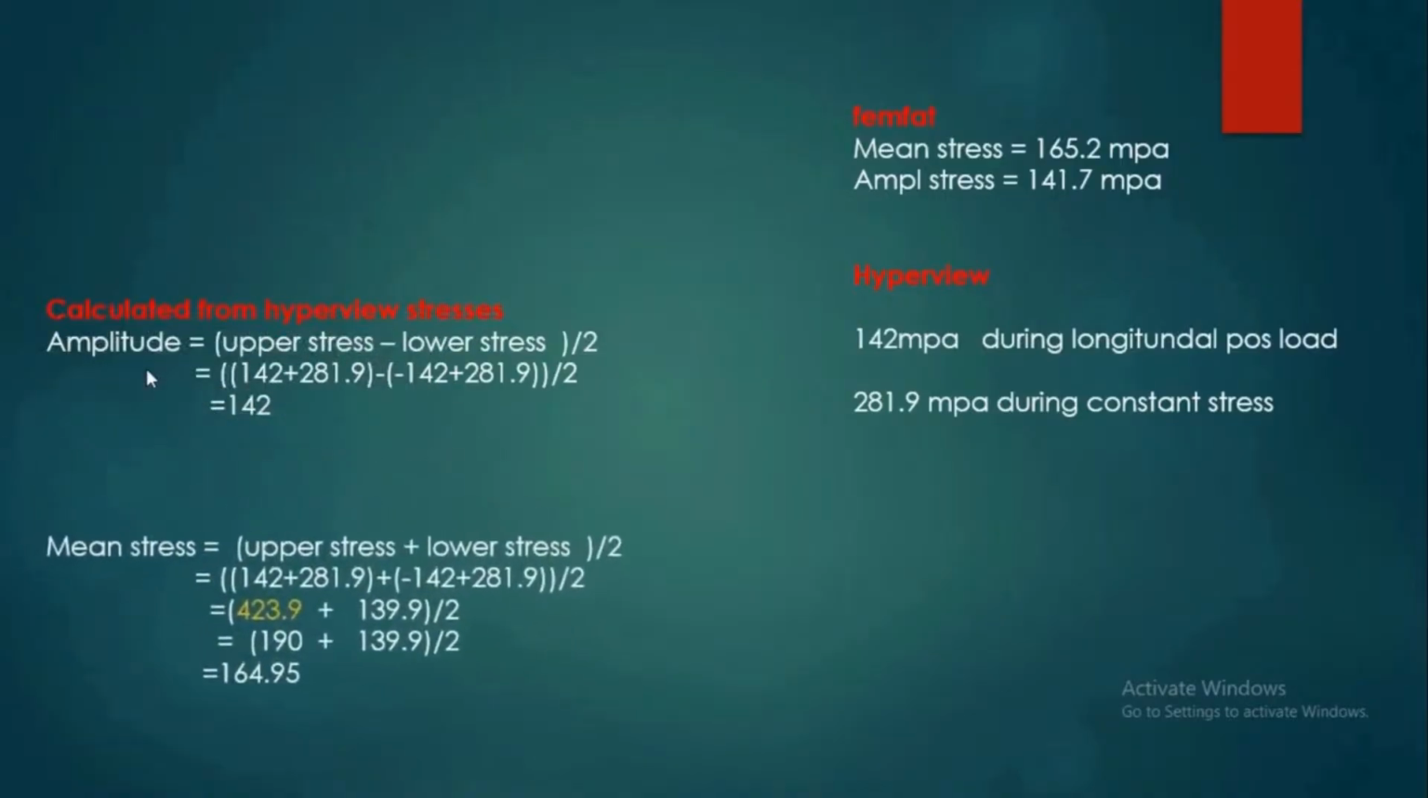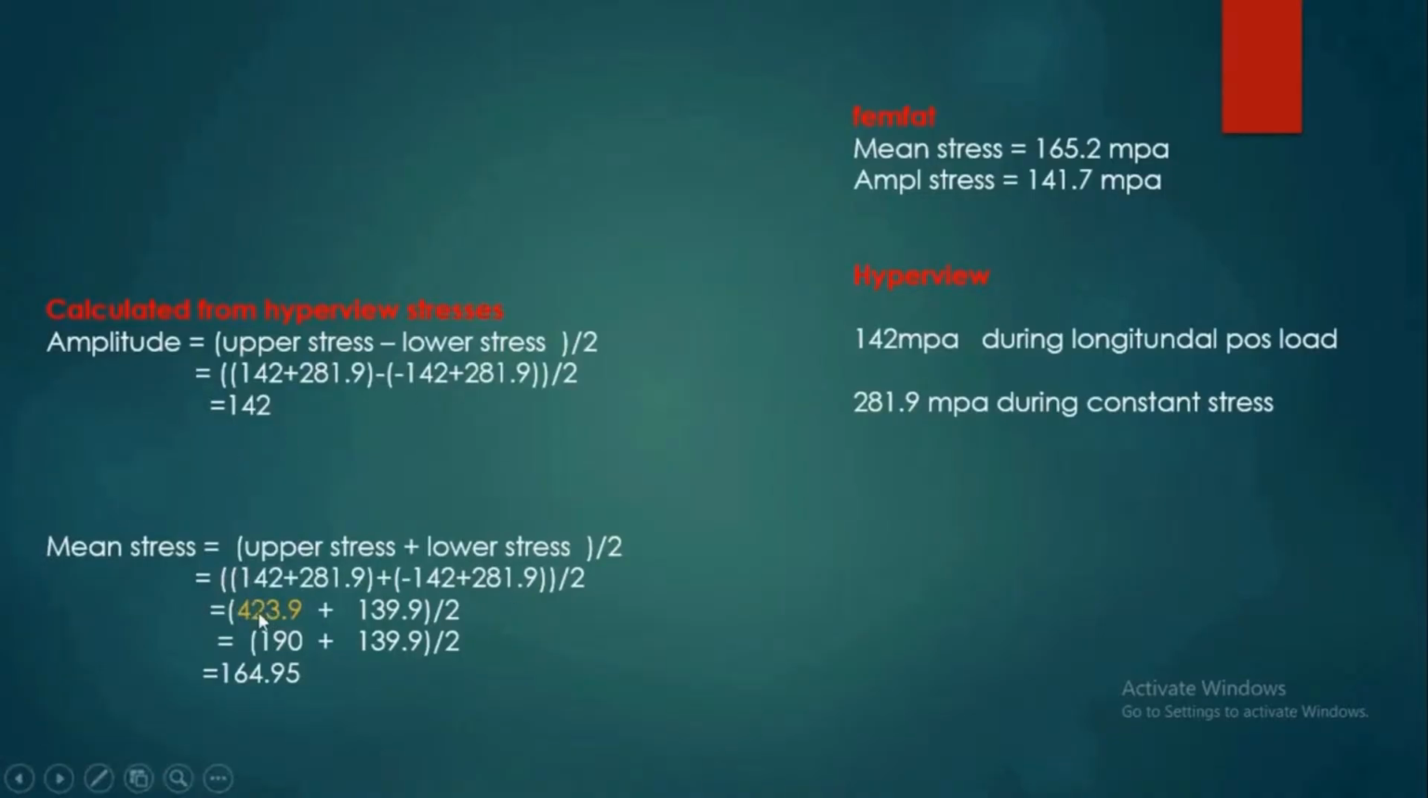Mean stress is nothing but your upper stress plus lower stress divided by 2. Upper stress, if you calculate it, is 142 plus 281.9, and lower stress is the same here. So it comes out to be 139.9 and 423.2. If you calculate this, you will not get 164.95, but you need to keep in mind that these are just the stresses from linear material properties.